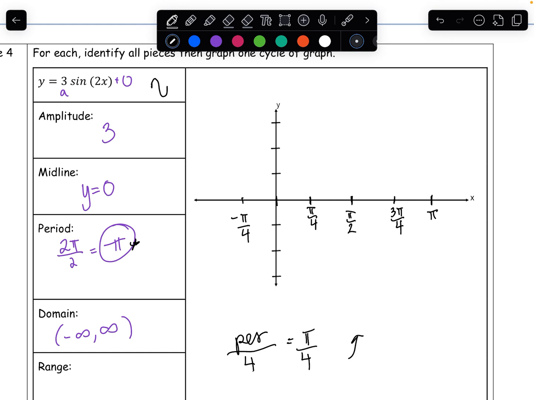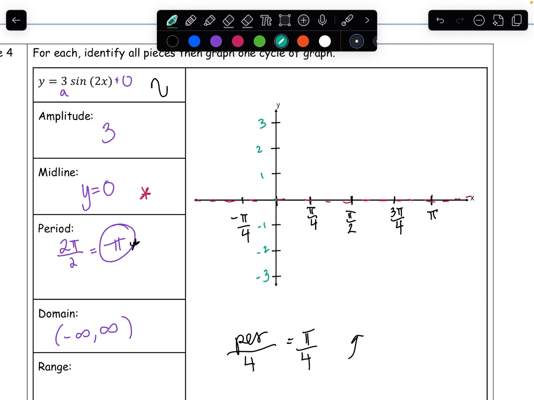So there's our period. Now we're going to bring in that midline. So I'm going to draw it as a dashed line. It'll make sense when we start to have a different value. And then our amplitude is 3. So that means we have to go 3 away from our midline on both sides. So we have everything labeled.